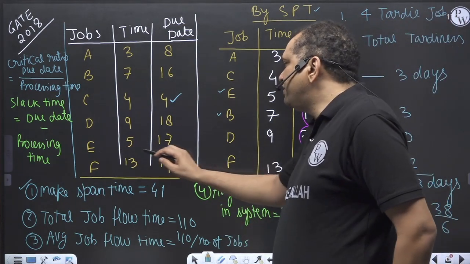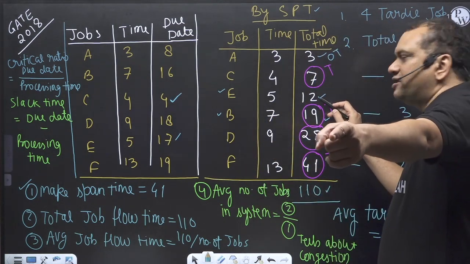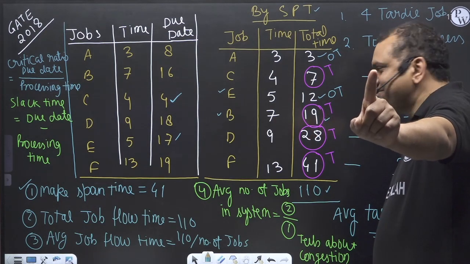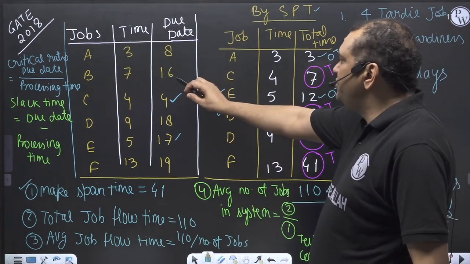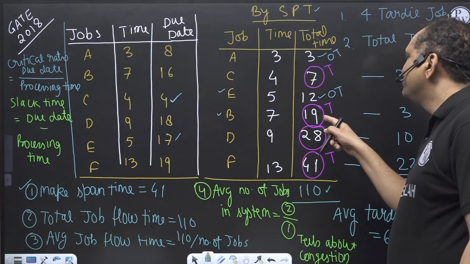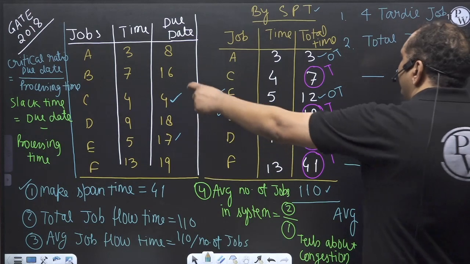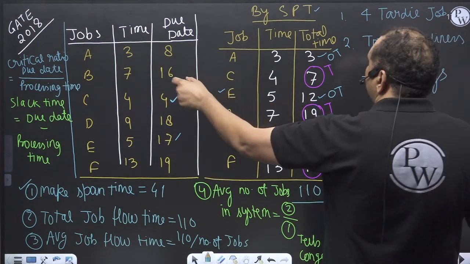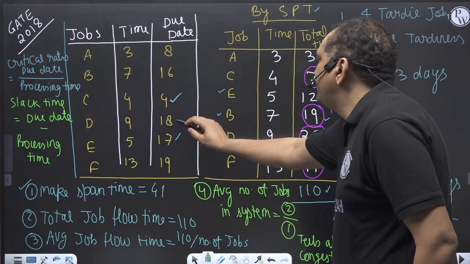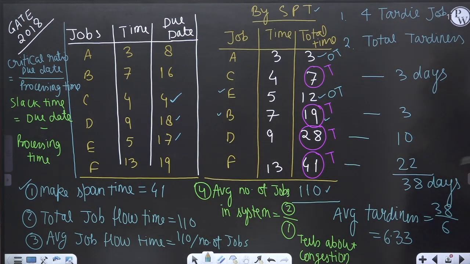E, due date is after 17 days, but we are dispatching after 12 days. So E will be dispatched on time. B, we are supposed to dispatch after 16 days, but we are dispatching after 19 days. So this job is also tardy. Tardy means late. How many days late? We are dispatching after 19 days, but it's supposed to be dispatched after 16 days. So 3 days late. D, due after 18 days, but we are dispatching after 28 days. So it is also tardy, by 10 days.